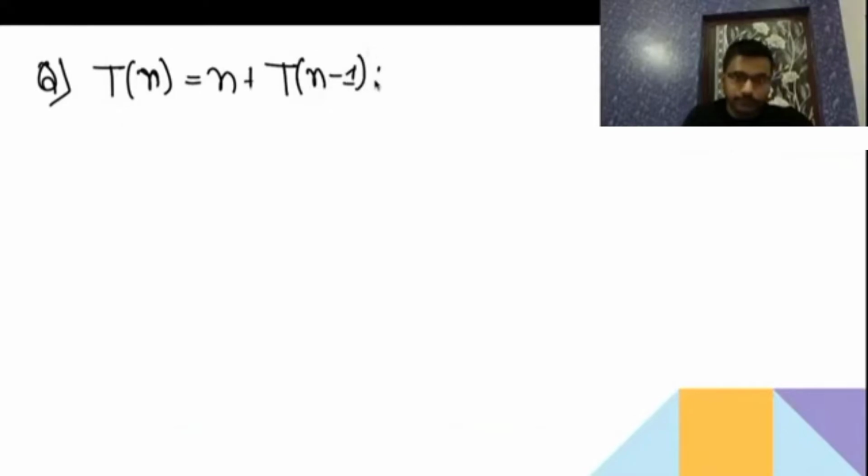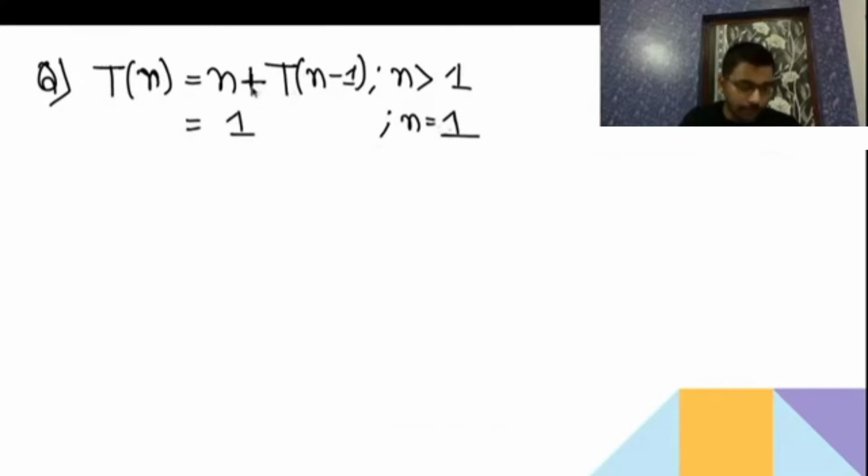Now see the next one. I am taking the next recursive equation, Tn is equal to n plus T of n minus 1 for n greater than 1, and equal to 1 for n equal to 1. So this is a recursive equation. In the GATE exam there are around 30 questions in previous years on recursive equations. Some questions we will solve now, and later we will solve more when I do previous year GATE questions.